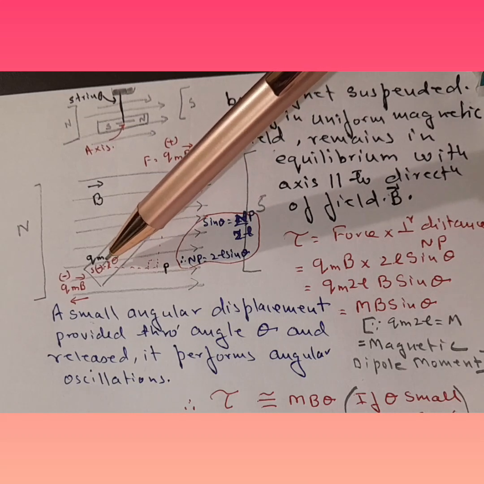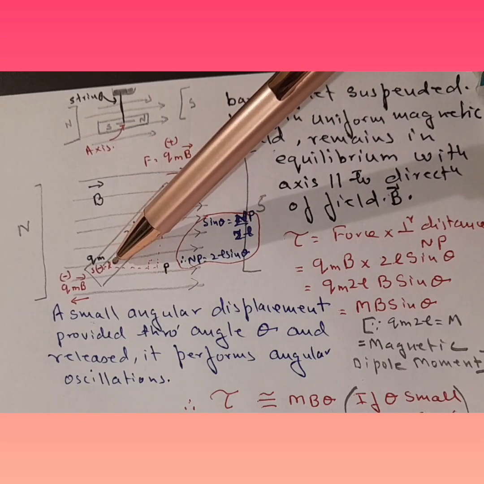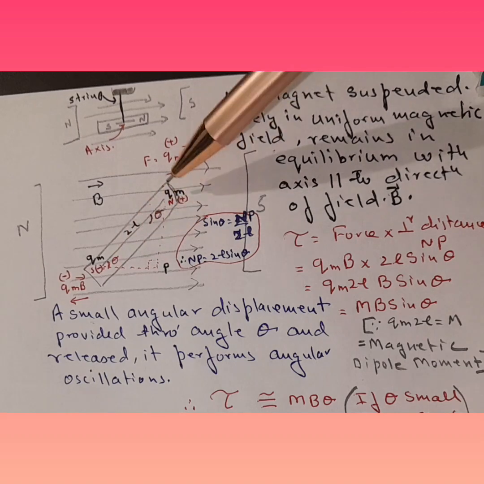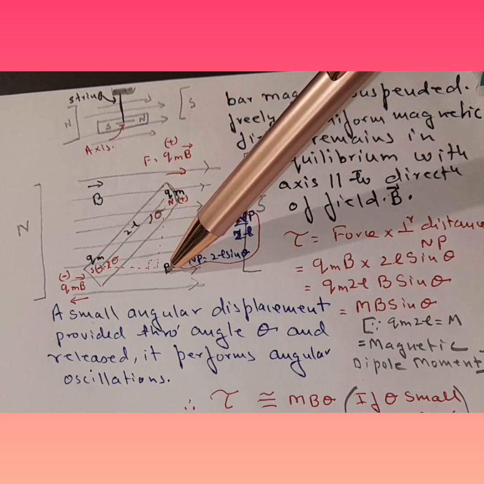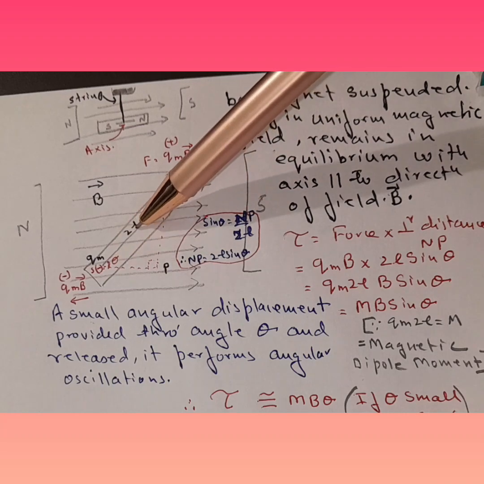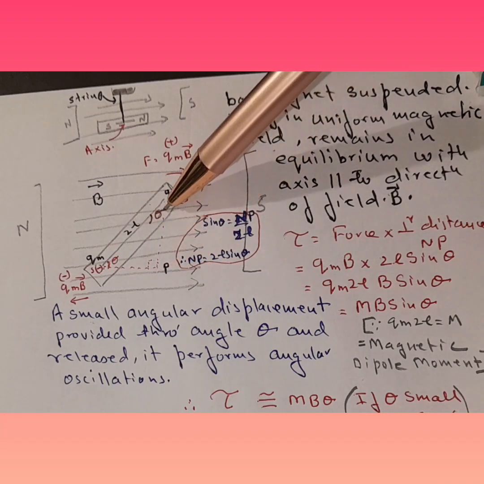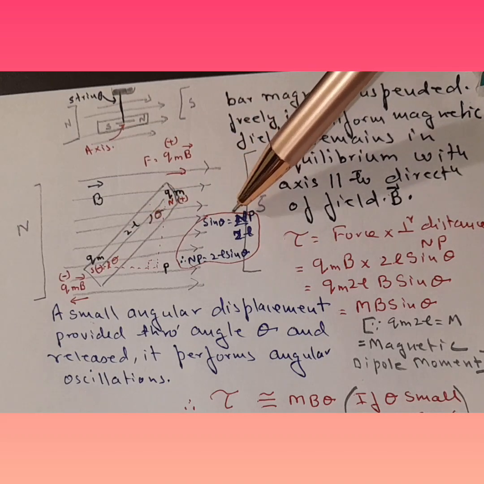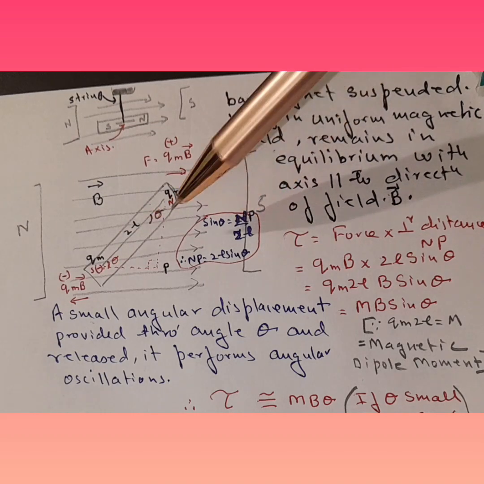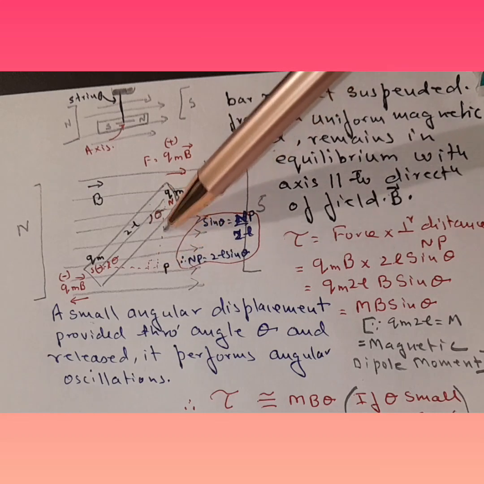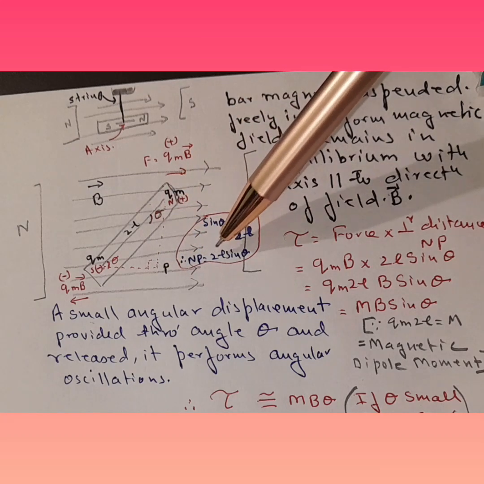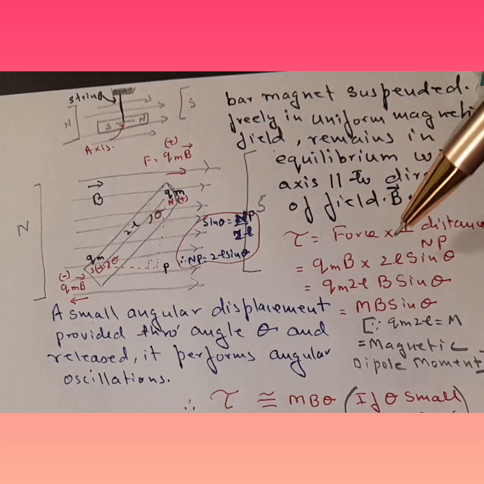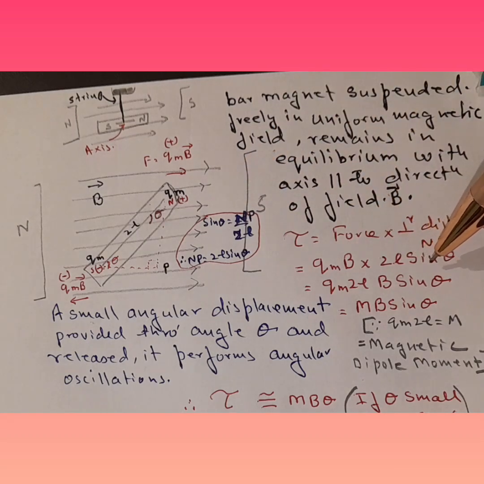Now if I intend to find sine theta of this, sine theta is what? Opposite NP over hypotenuse. So we write sine theta is equal to NP over 2L. NP is what is our requirement. NP is equal to 2L sine theta. That's what we substitute over here for the perpendicular distance.